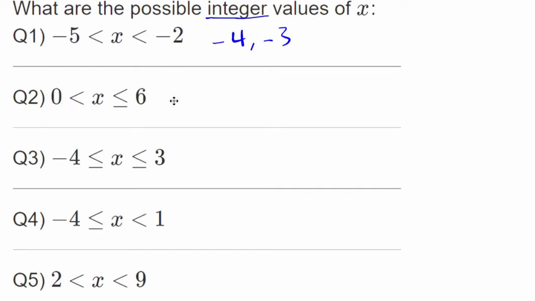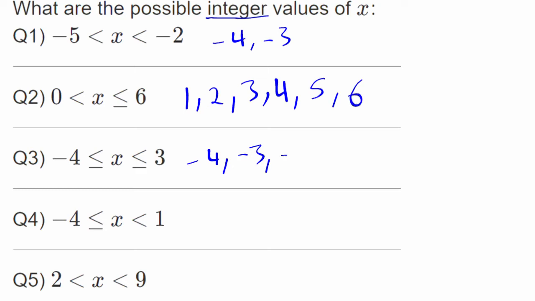For our next one, it's going to be greater than 0, but less than or equal to 6. So greater than 0, you're going to have 1, 2, 3, 4, 5. But because this is underlined, it means we include 6. Our next one, -4 up to 3. Both of these are underlined, so we can include both numbers: -4, -3, -2, -1, 0, 1, 2, and 3.